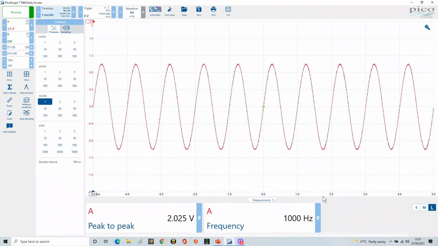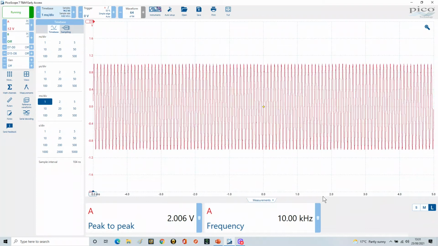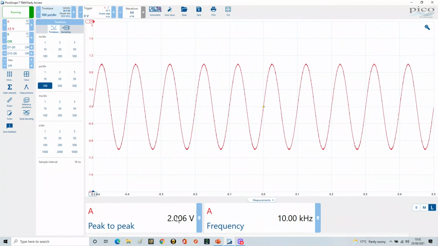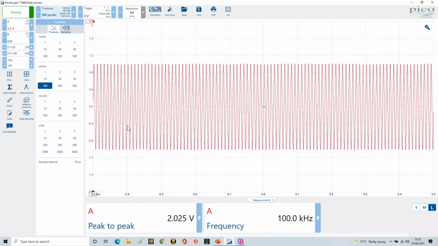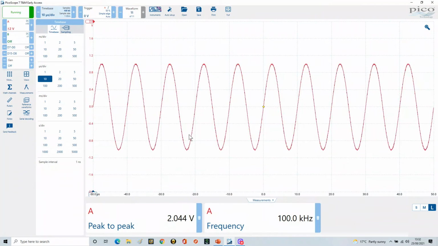So once again, I'm going to start raising the frequency. So I'm now going to go to 10 kilohertz and enter that. Here we've got 2 volts. This hasn't really changed much. We've got 10 kilohertz. Let's go to 100 kilohertz and change this so that we can see our waveform nicely there. This has actually risen a little bit, which is rather interesting, just a little bit, but we're on 100 kilohertz.